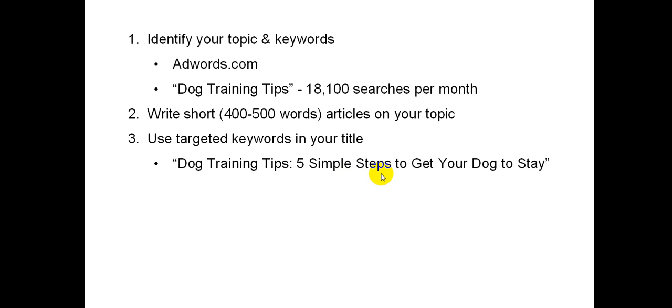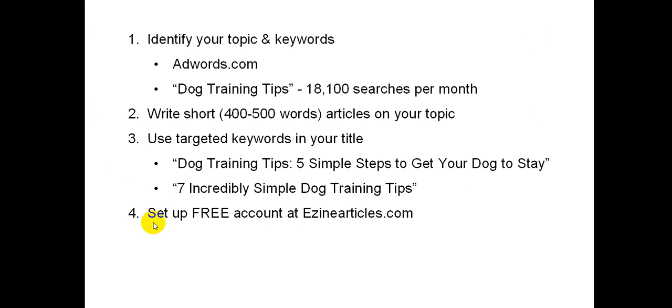And you could change this around. 7 incredibly simple dog training tips. So you see I'm using dog training tips in the article headline. That way this will get picked up when people are searching on the article directories. It's a lot easier for them to find this article.